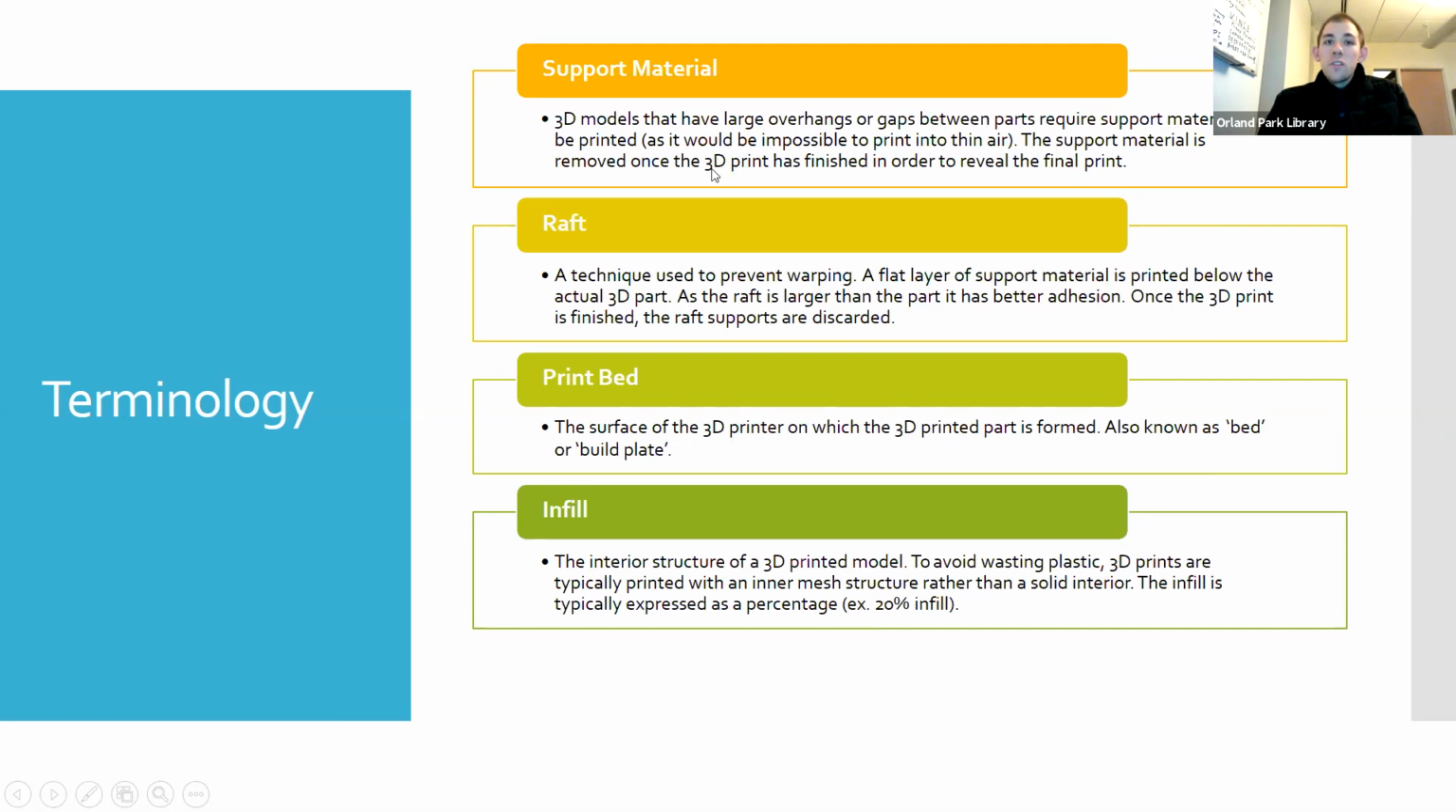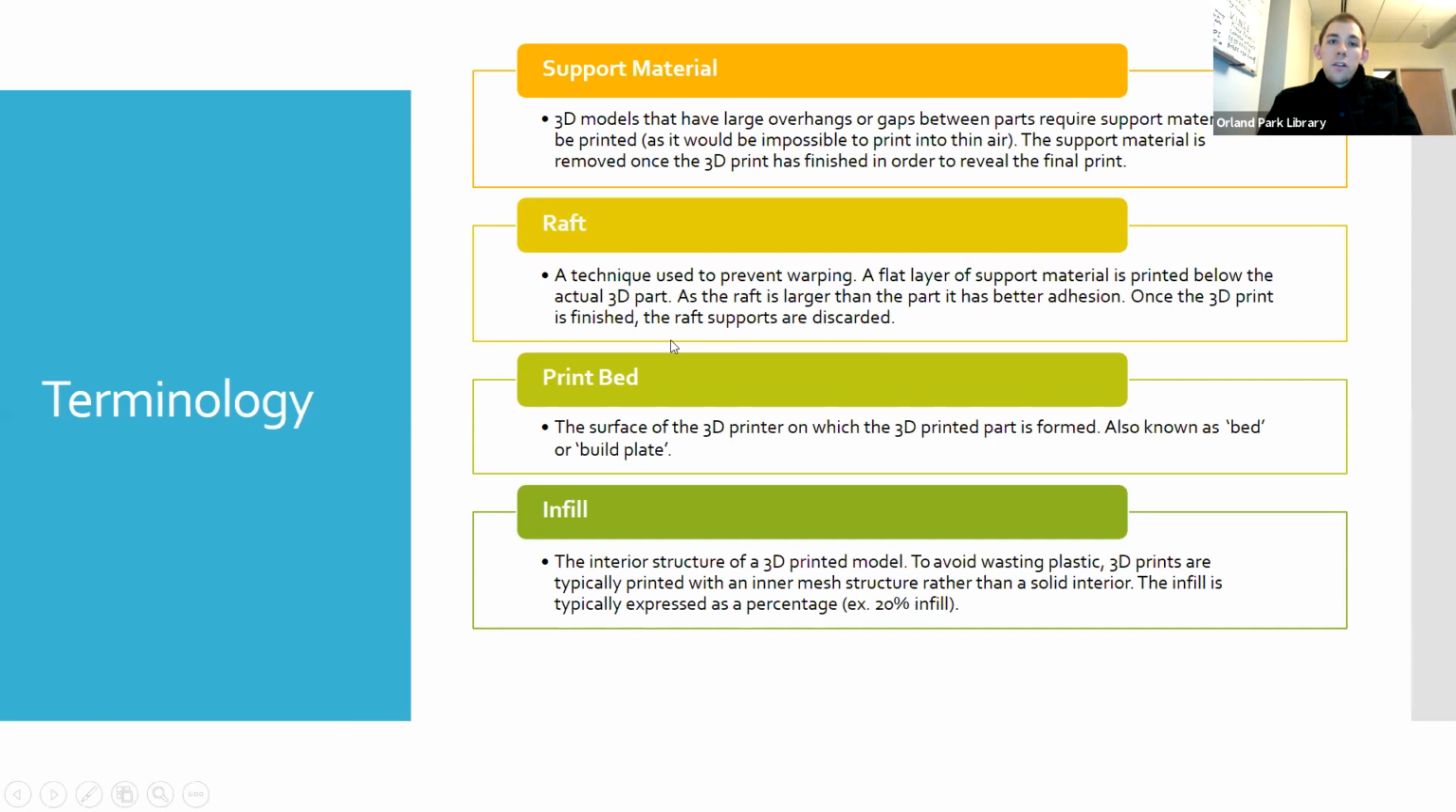The support material is removed once the 3D print has finished in order to reveal the final print. So what that means is that the majority of the time, whenever something's being printed, it needs a base so that it doesn't get stuck, or it needs a base to be able to print out so that it stands upright, so it doesn't come out lopsided as it gets heated and left down. Because you can't print out of thin air, as it's explaining right there.